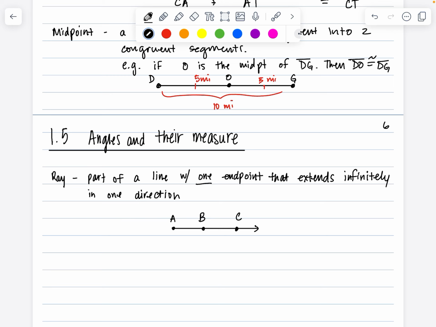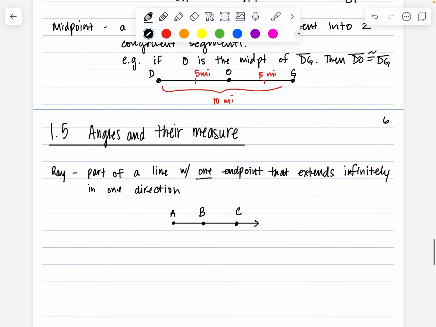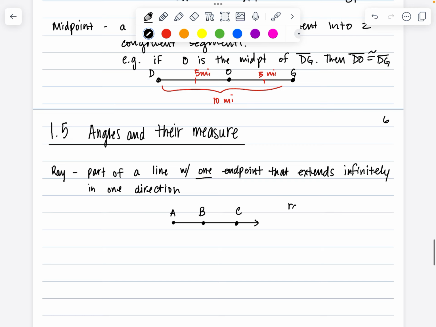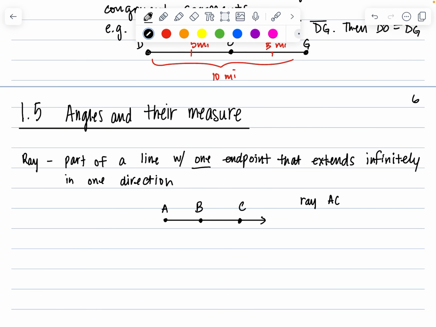I'm going to put B here. Not quite a midpoint. We're not going to get into that one. But here we could call this, for instance, ray AC. Now it's very, very important what we start with. We always start with the endpoint. So in this particular case, we start with A because it is the endpoint. I'm going to shorthand endpoint, okay?